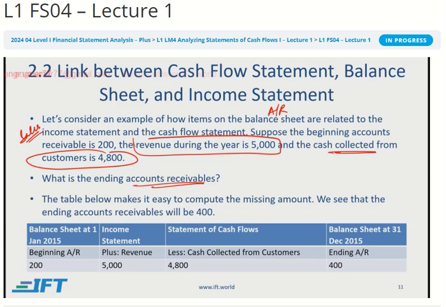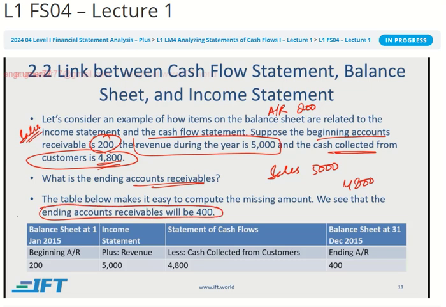Right? So your beginning accounts receivable balance is $200, right? The revenue or the sales during the year is 5,000, right? And cash collected from customers is 4,800. Now, the ending accounts receivable balance is going to be 400. Why?